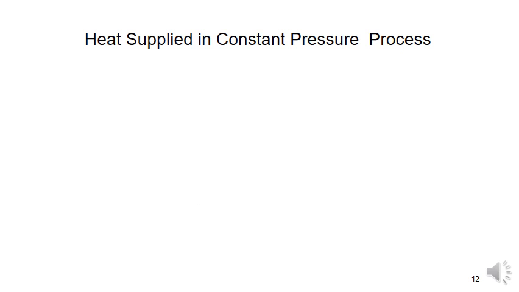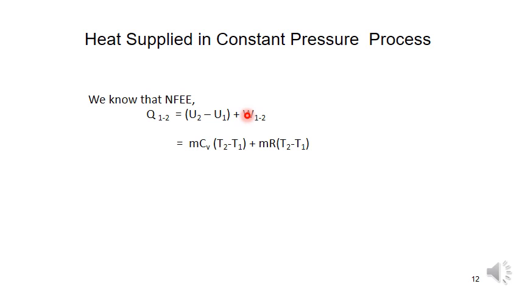Now heat supplied in a constant pressure process. According to the non-flow energy equation, Q12 is equal to dU plus dW. We have calculated the work done. U2 minus U1 is equal to mCv (T2 minus T1), according to the constant volume process, and W is equal to mR (T2 minus T1).